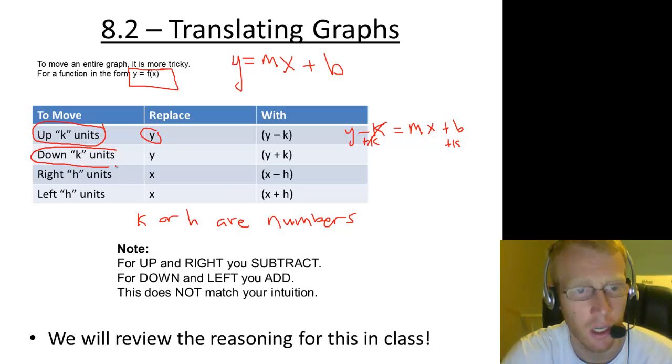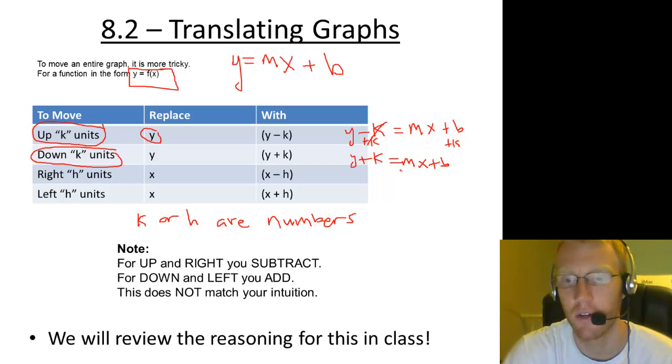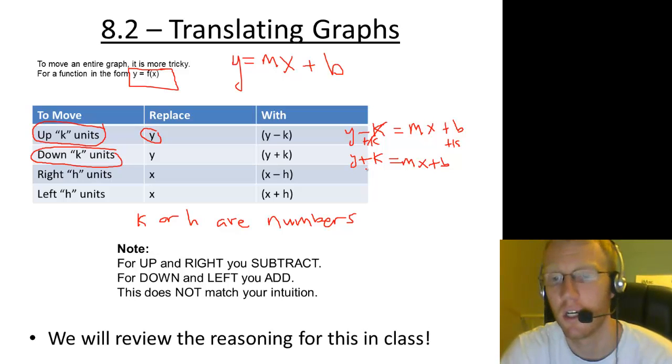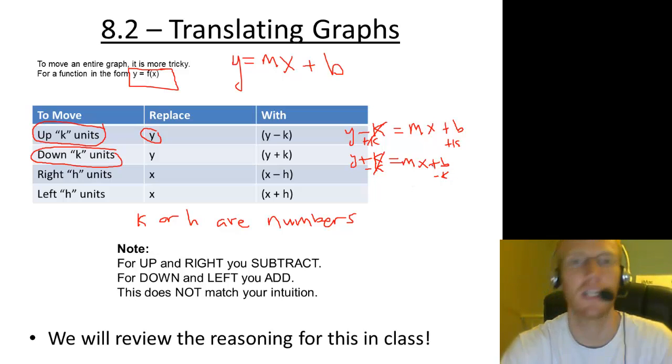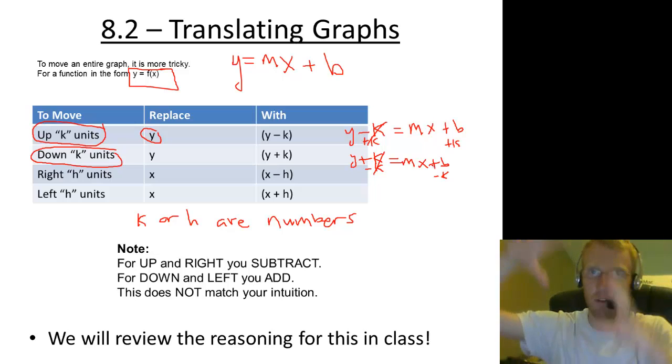To move down, you're going to replace the y value with y plus k. So you'll have y plus k equals mx plus b. Again, if you were to solve for the y variable, you would subtract k from both sides, minus k. Then you'd have the original y-intercept, and you'd be subtracting a certain amount from it, which would move the y-intercept down, which would take the entire graph and move it down.